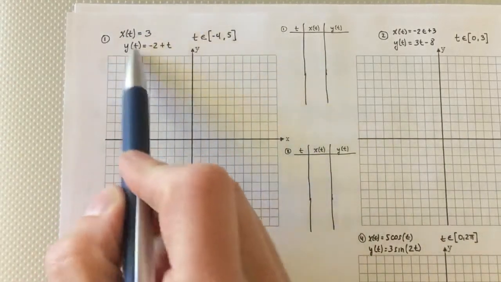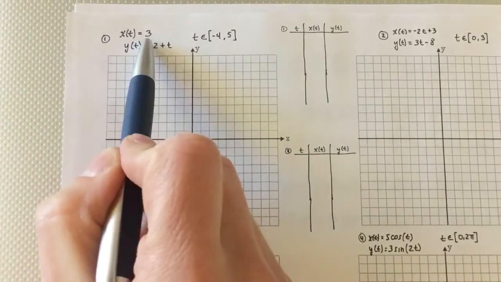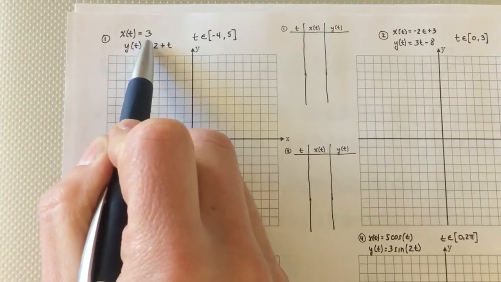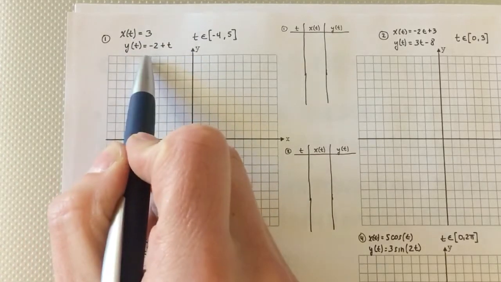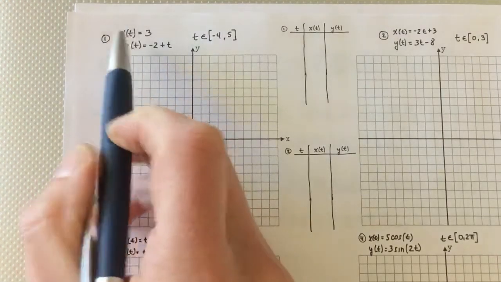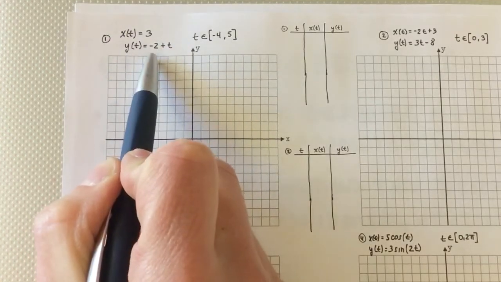Up top for each one, I've got a set of parametric equations. So x of t equals 3. My horizontal component is 3 every single time. My vertical component, y of t, is -2 plus t. Now, we've got two functions: one function that defines the horizontal, one function that defines the vertical.